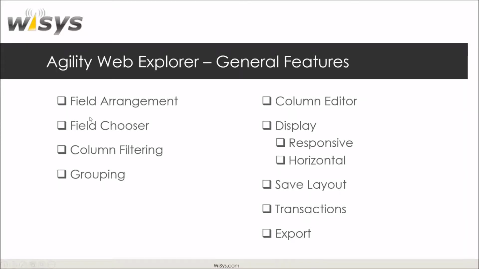Let's begin to explore the general features of Agility Web Explorer. We're going to cover these items today: field arrangement, field chooser, column filtering, grouping, how to edit a column, display responsive or horizontal, being able to save a layout, and actually doing Macola transactions in a browser. And finally, we'll talk about exporting. Let's see how it works.